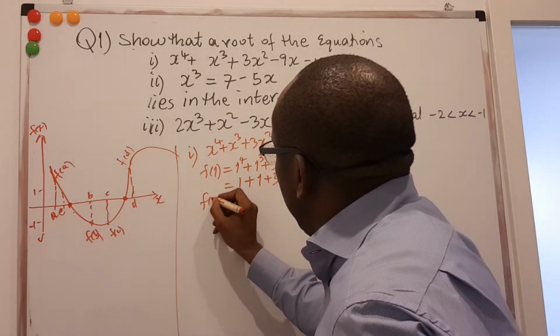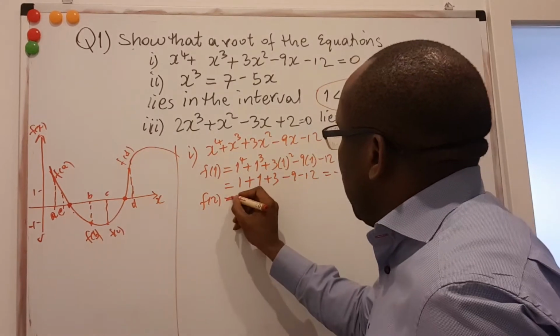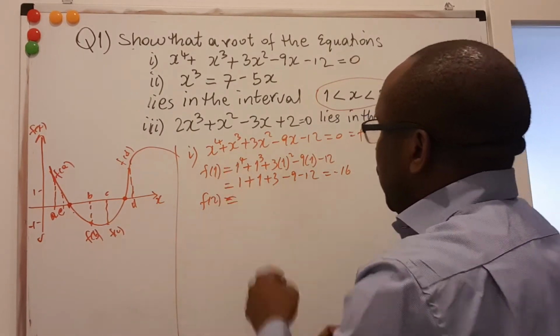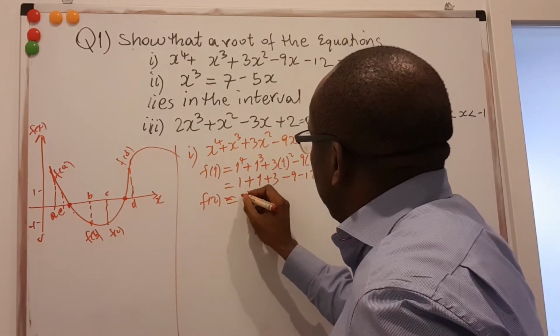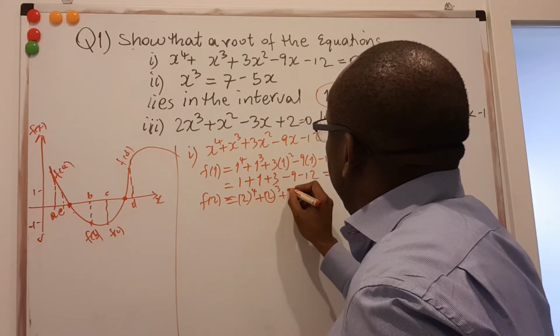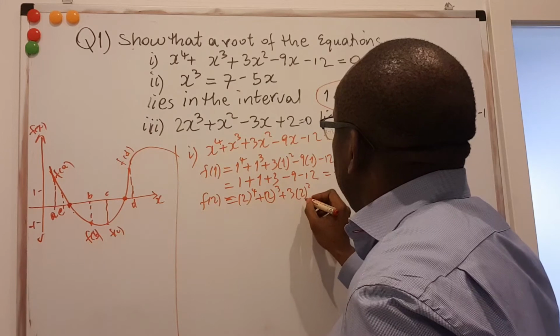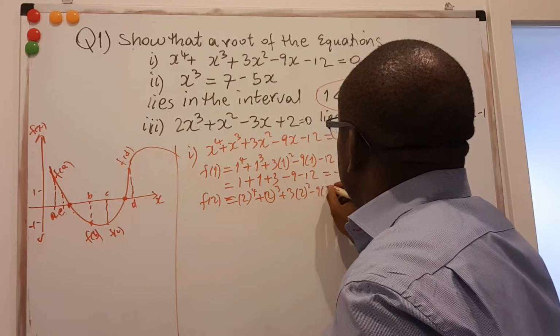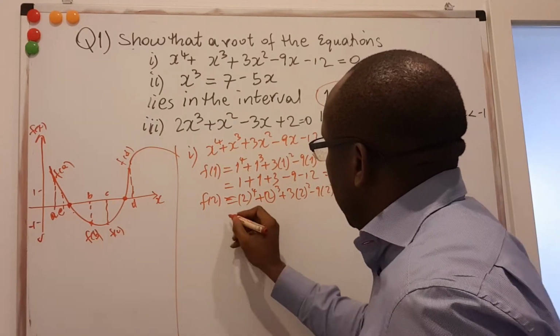Let's do now for f of 2. F of 2, we have to put 2 then. 2 to the power 4 plus 2 to the power 3 plus 3 times 2 to the power 2 minus 9 times 2 minus 12.